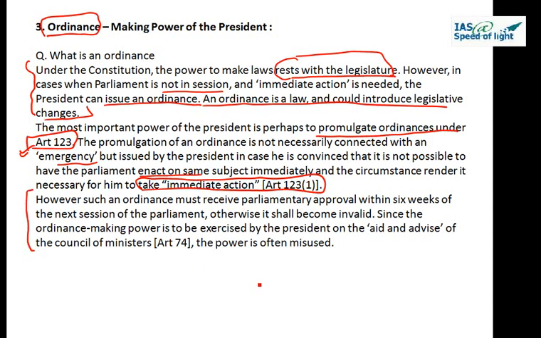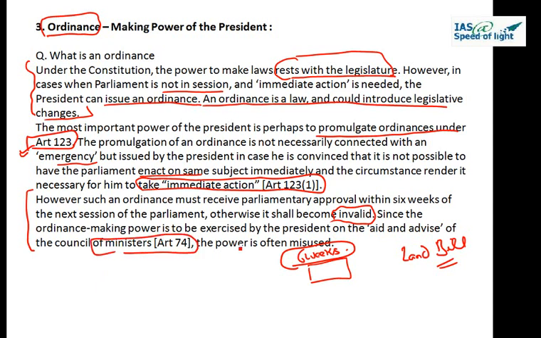However, such an ordinance must receive parliamentary approval. So now the president passes an ordinance. When the parliament again comes in session, this ordinance has to be passed by the parliament within 6 weeks of its reassembly, otherwise it shall cease to be valid. Now what is happening with the land bill? Since the ordinance-making power is exercised by the president on the aid and advice of the council of ministers, which is there in Article 74, the power is often misused.